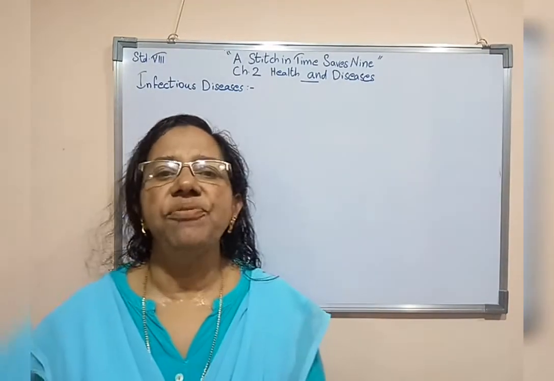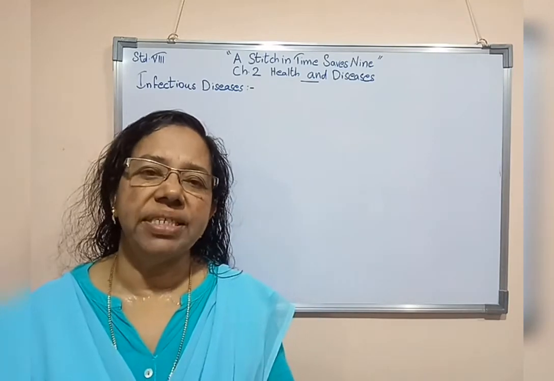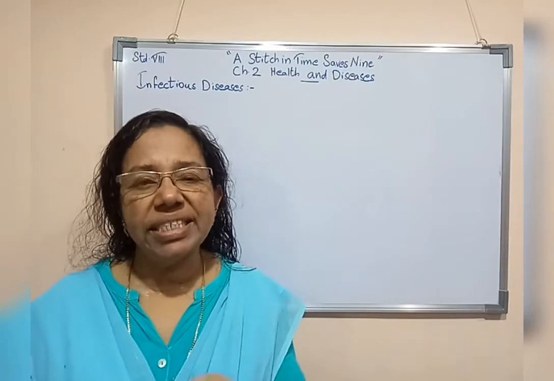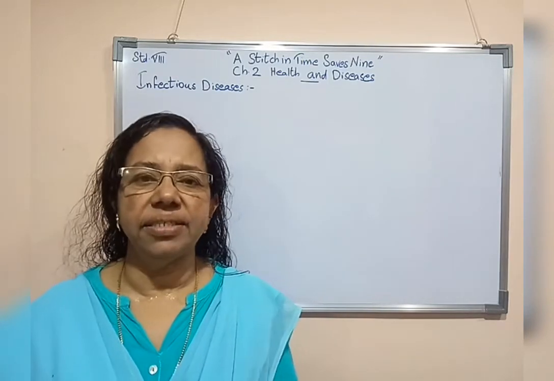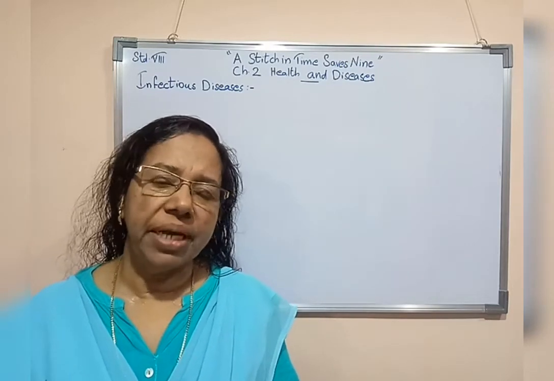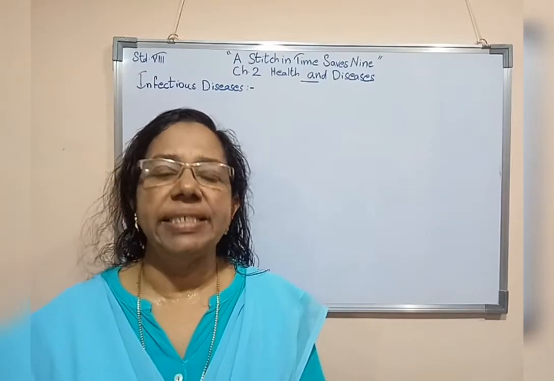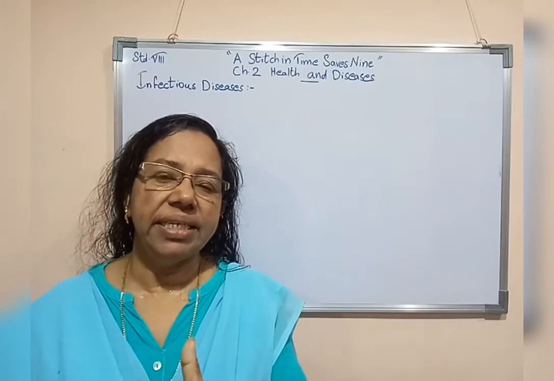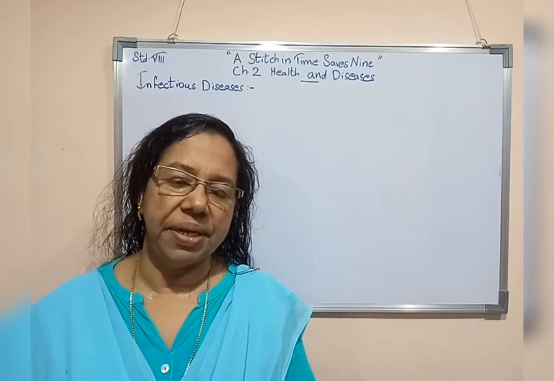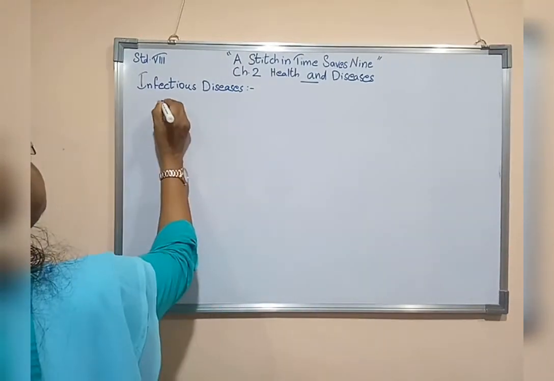Let us study infectious diseases in detail. First we will study define infectious diseases. Infectious diseases are diseases spread through contaminated water, contaminated food, contaminated air, even through vectors. Now we will study what is contaminated. What is the meaning of contaminated and what are vectors? First we will study contaminated.